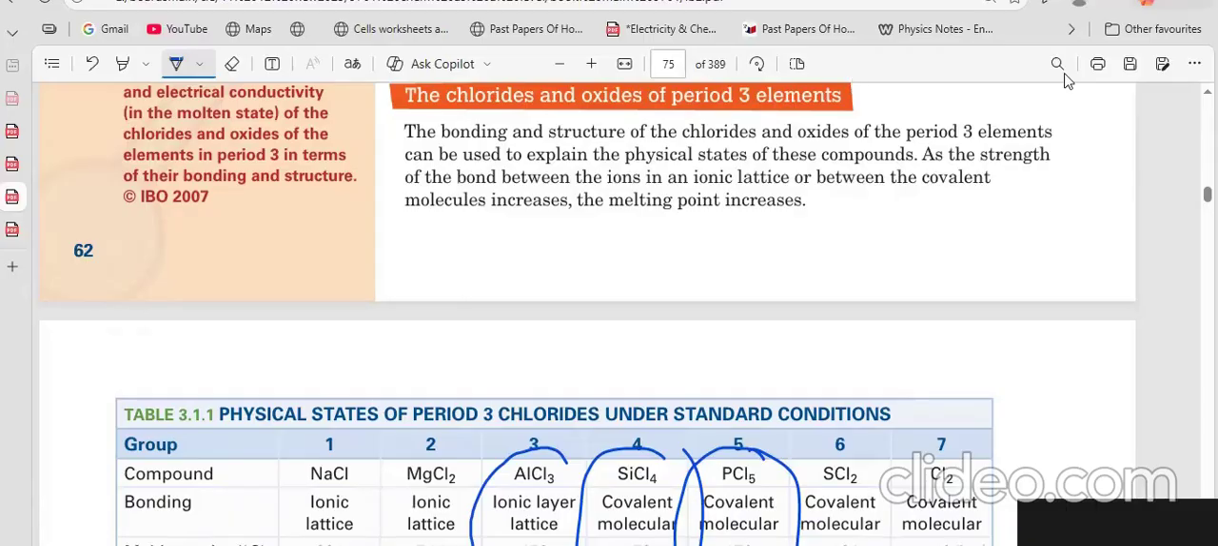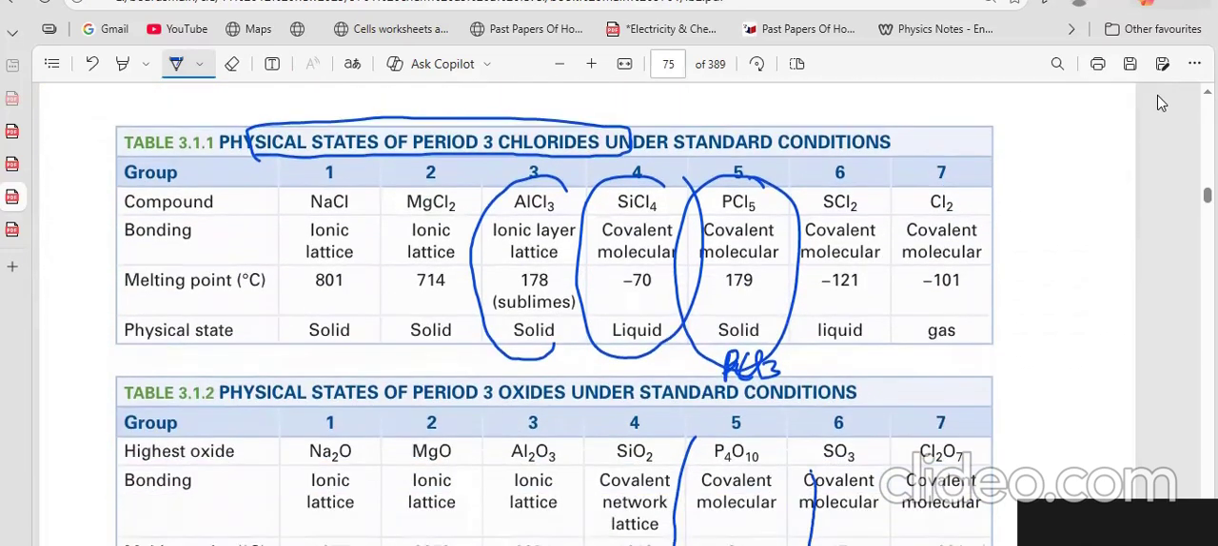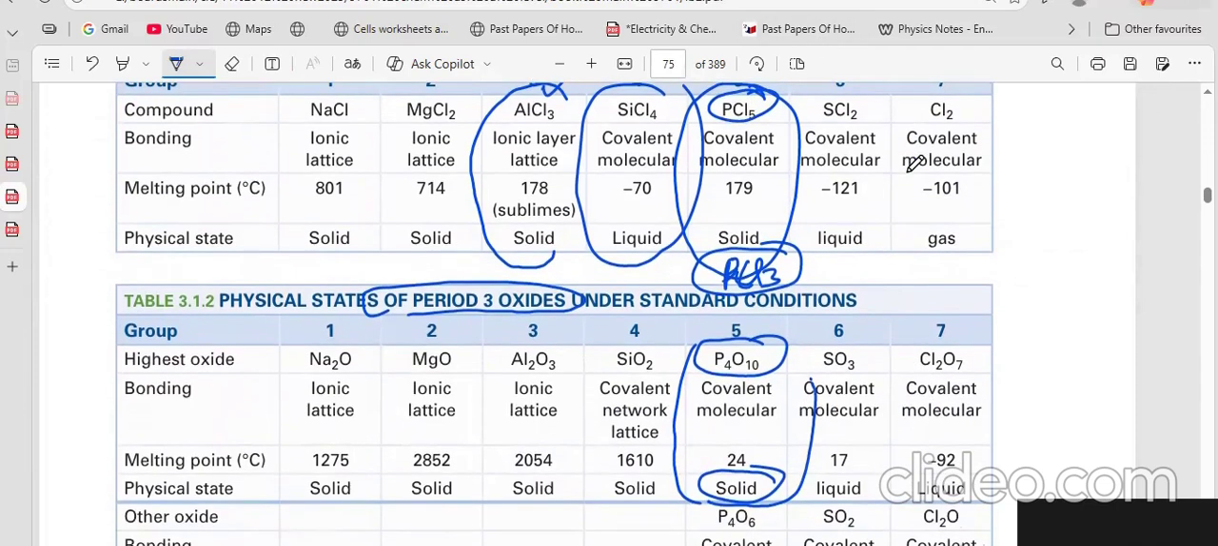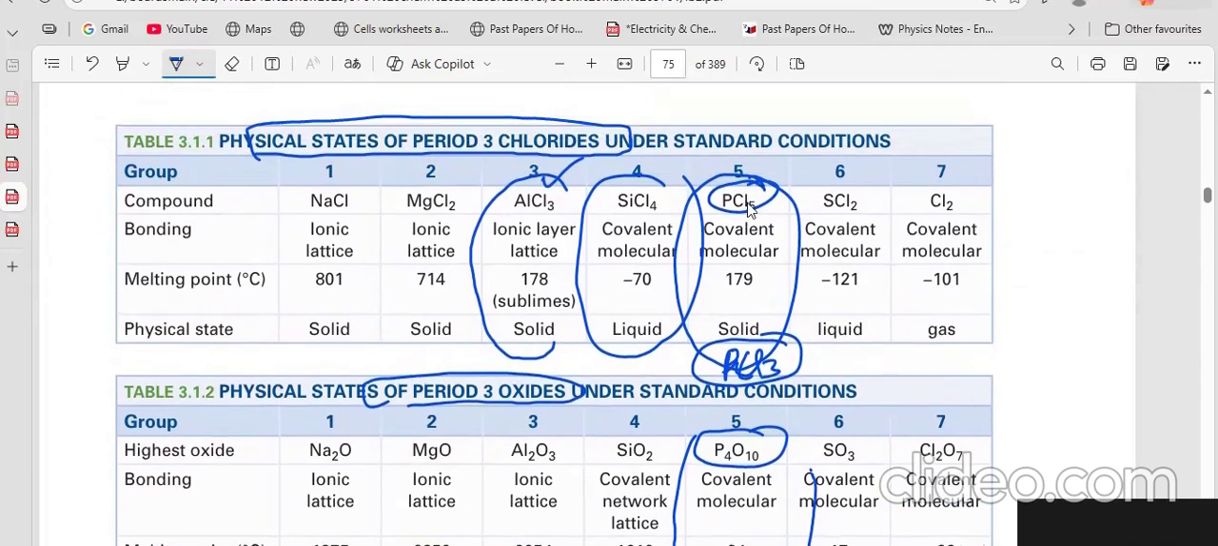In periodicity, we are looking at the physical states of chlorides under standard conditions, room temperature and pressure, and oxides also under standard conditions, period three. But be careful, there are some very important ones like AlCl3, PCl5 and PCl3, P4O10 and P4O6, then SiCl4 and SO2. You have to have this comparison, Al2O3 and this.